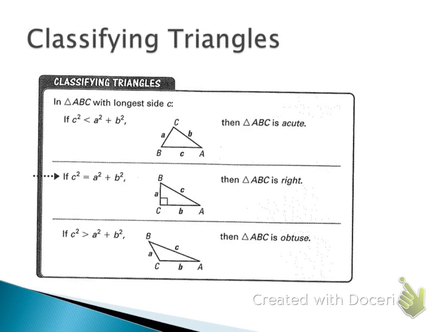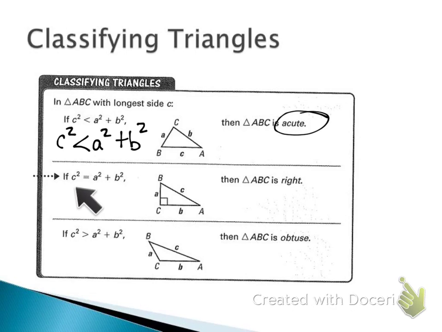I will rewrite some of this a little bit bigger and highlight what's important. If c squared is less than a squared plus b squared, so we plug everything in, a, b, and c, just like we've been doing, we see that they are not equal to each other, so we know it's not a right triangle. But c squared comes out to be smaller, then the triangle is acute.